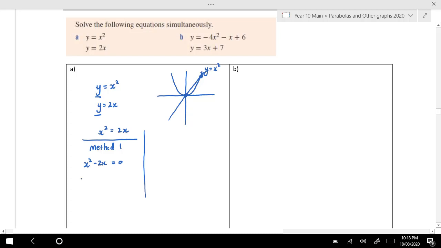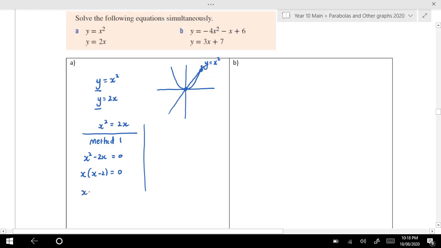What's the highest common factor? x, like so. And what does that mean? Well, x is equal to 0 would be one of my solutions, and the other one would be x is equal to 2.